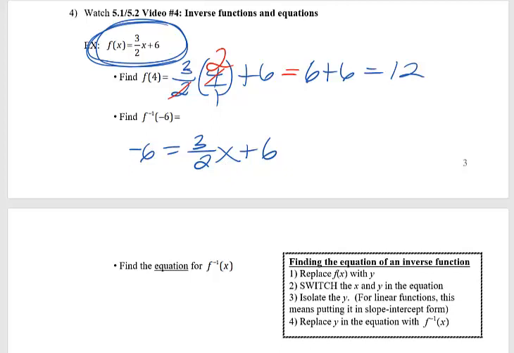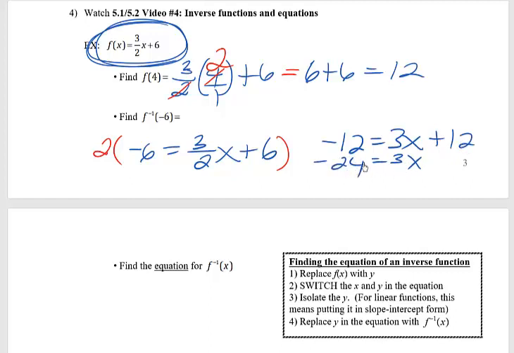Let's see, I guess I could clear the fractions. I could multiply everybody through by 2, and that gives me negative 12. On this guy the 2's would cancel, and then I have a positive 12. And then the rest of the steps are pretty straightforward. Subtract this 12 over the other side, and divide both sides by 3, and I get x equals negative 8. In the original function, when the output is negative 6, we just figured out that the input is negative 8.